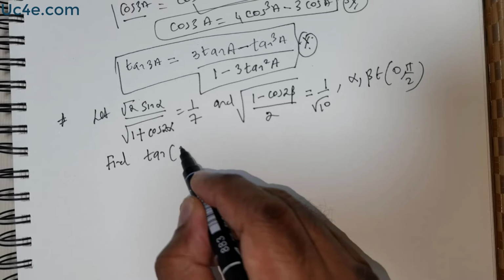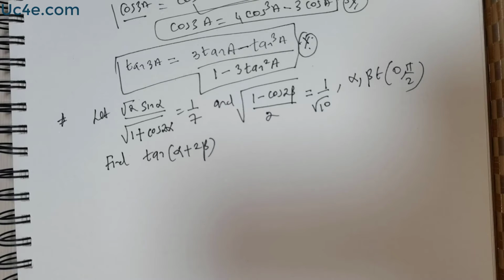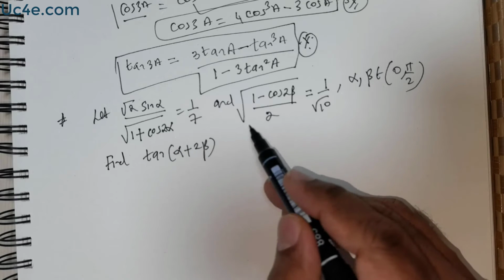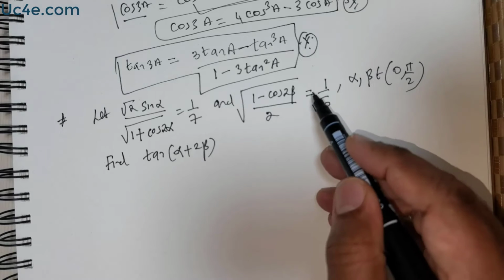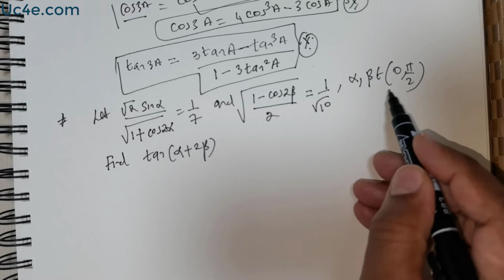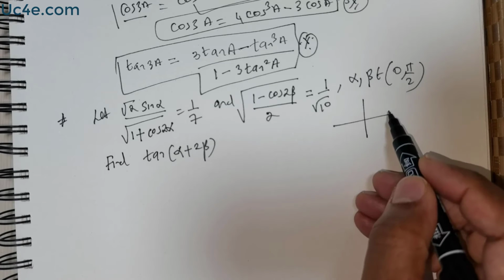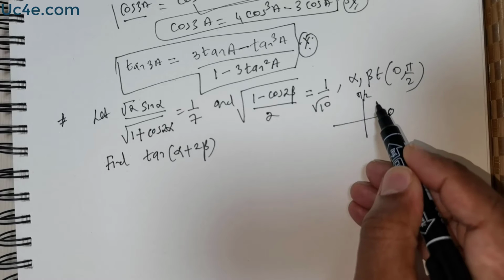tan(alpha + 2 beta). So we are given this quantity is equal to 1 over 7, and root of (1 minus cos 2 beta) divided by 2 is equal to 1 over root 10, and alpha and beta are present in where are they present? This is 0, this is pi over 2. They are present in the first quadrant.